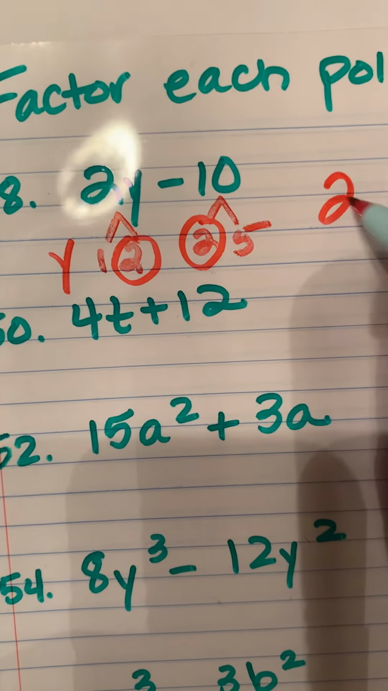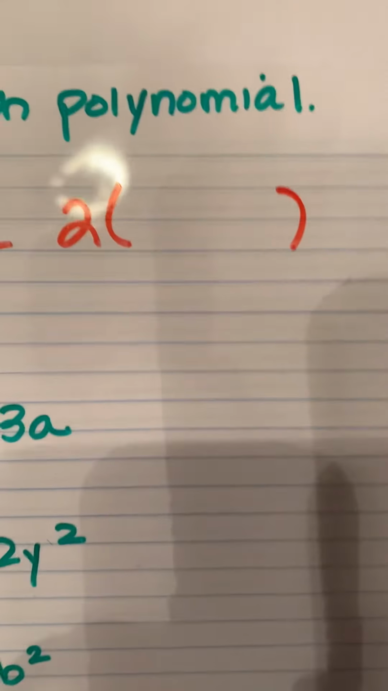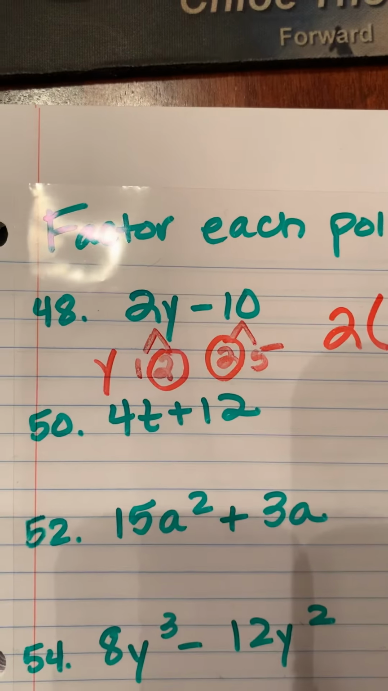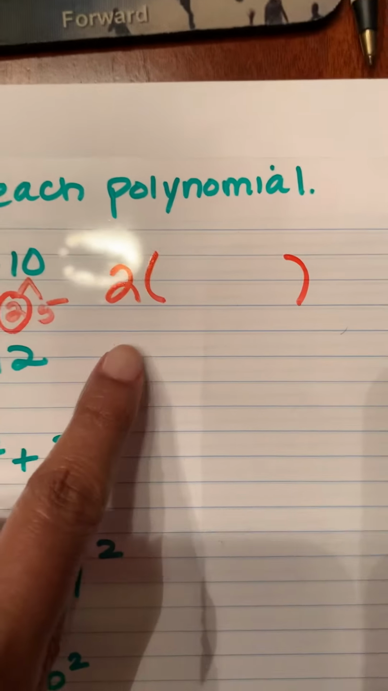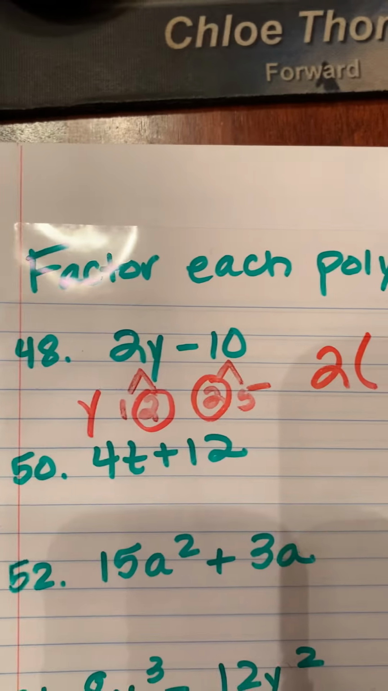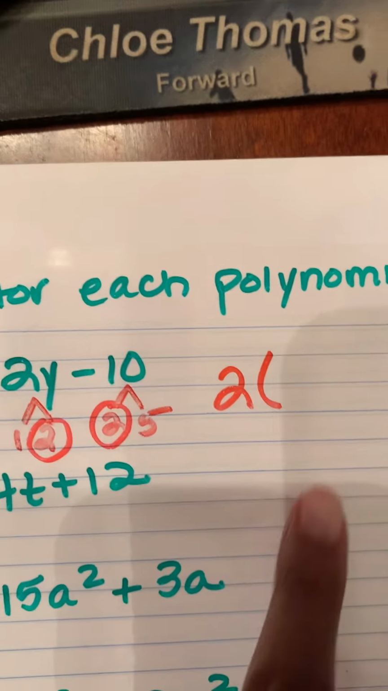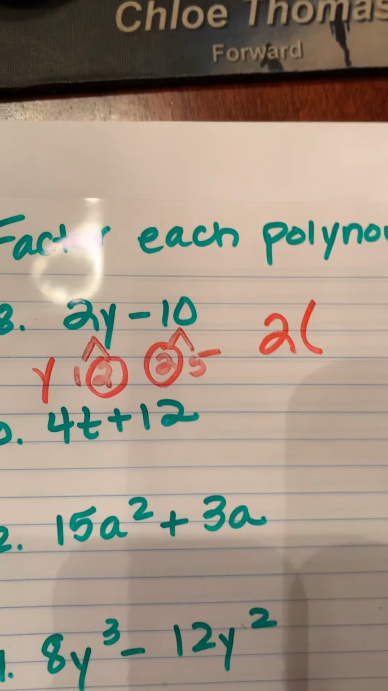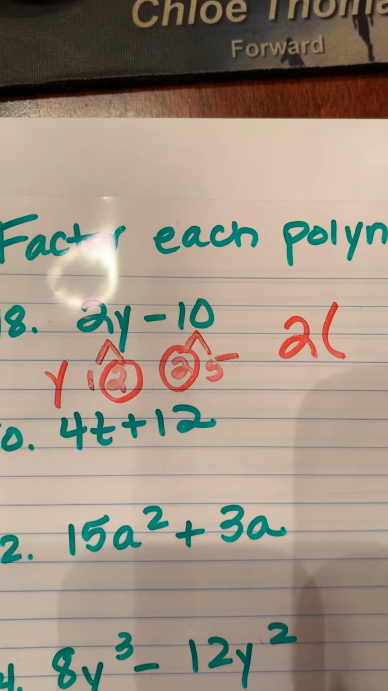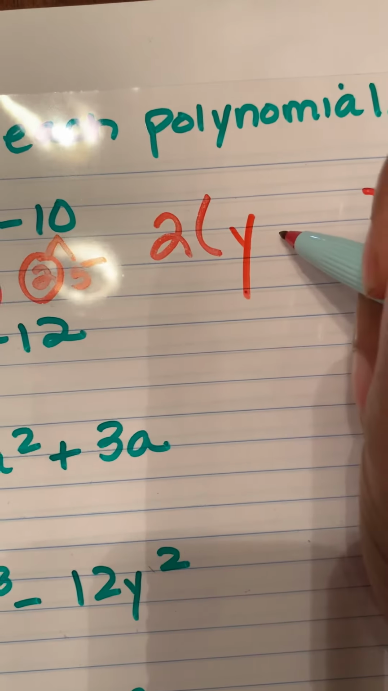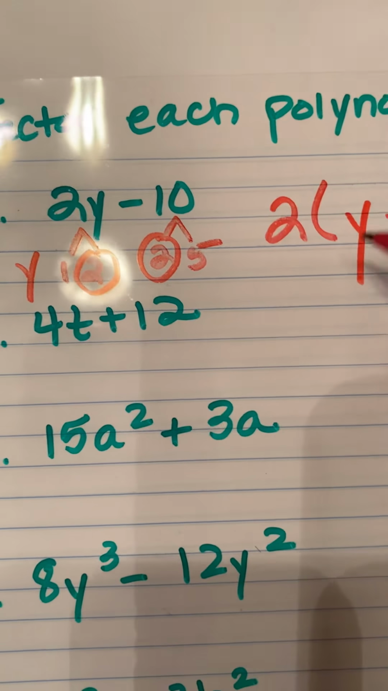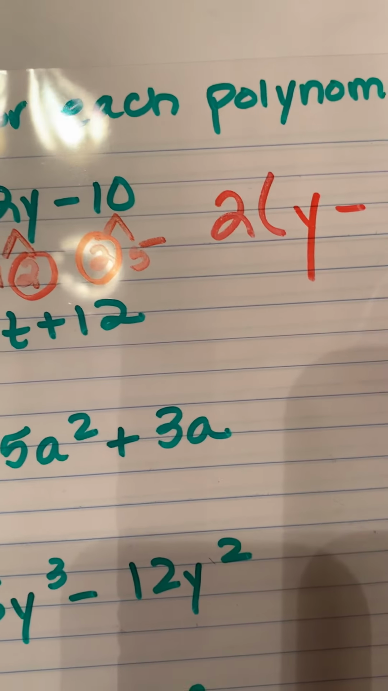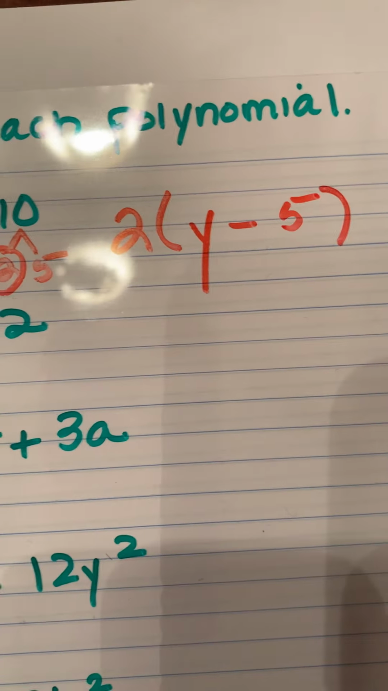So I want you to bring that 2 out, and then give me a parentheses. So your timetables, bring that timetable out in the front. Tell me what they both have in common. Now help me complete this. So I got a 2 on the outside, but I need to make 2y minus 10. So I need y minus, and how can I get 10? 2 times what will give me 10? 5. And that's your answer.